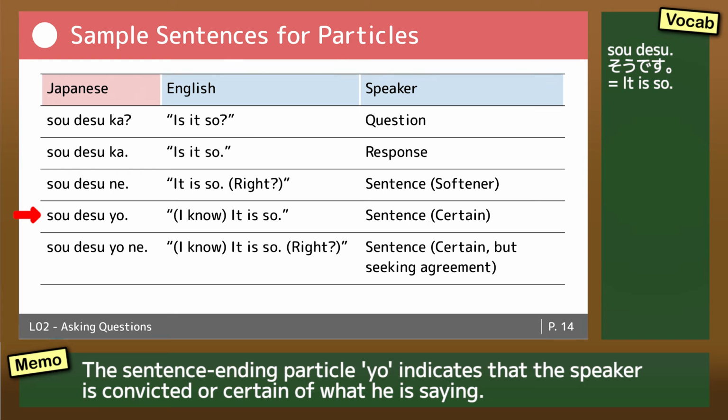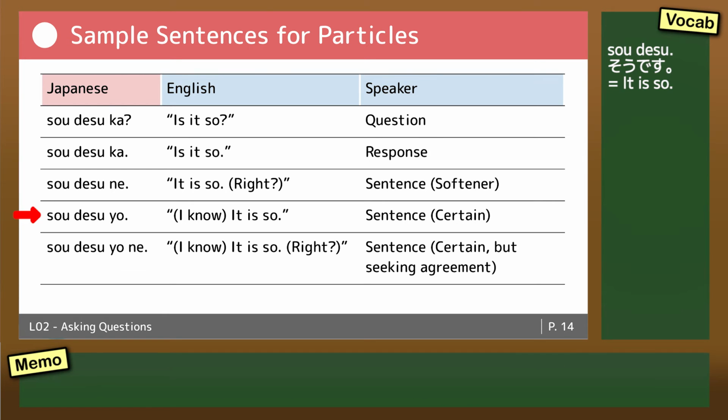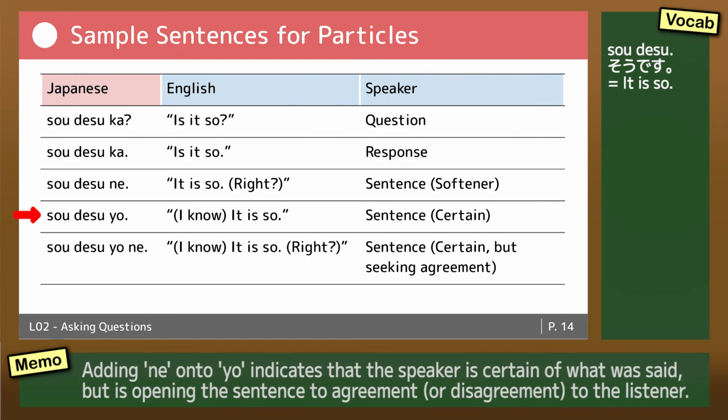Using the particle よ implies that the speaker is certain of what he or she has said. However, to soften the tone of the sentence, we can add ね after it to show that the speaker is still open to the listener's agreement or disagreement, even if the speaker thinks that he or she is right. For example, そうですよね. I know it is so, right?